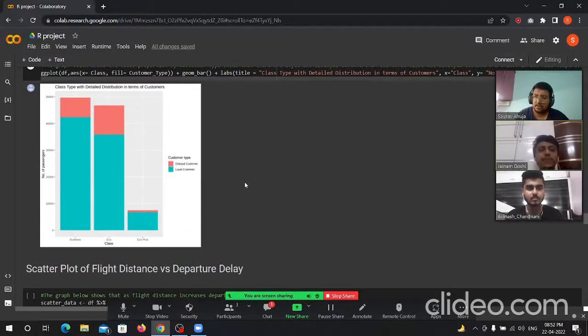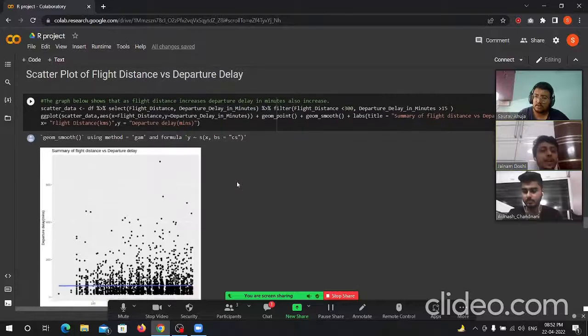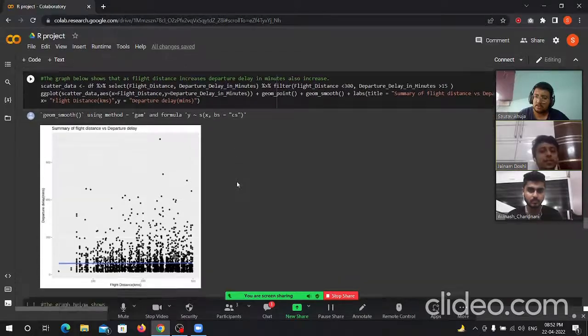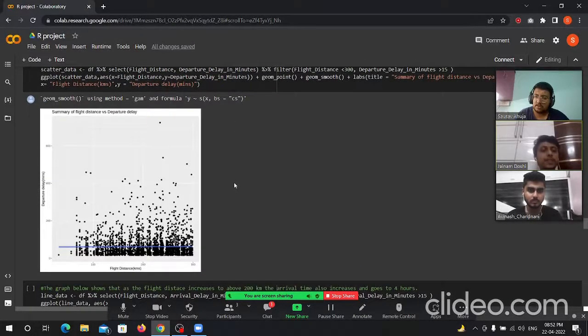The next graph shows the distribution of the customers based on the type, loyal and disloyal. From this graph, we conclude that the economic class is the least disloyal customer as compared to that of the business and economic class. The next graph is the scatter plot of the flight distance versus the departure delay. As the flight distance increases, goes above the 200, you can see that the departure delay also goes above the 600 minutes.